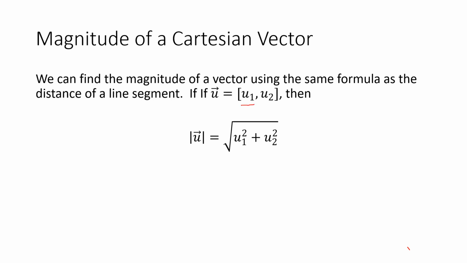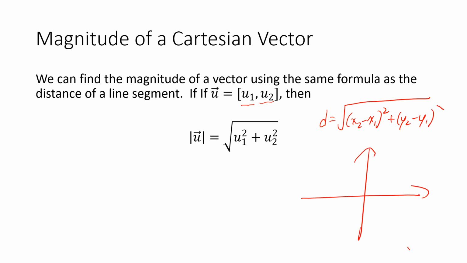Remember, u1 in this case would represent the change in the x value, u2 represents the change in the y value. So just like how the distance of a line segment on the Cartesian plane is found, if you remember, the distance of 2 points on the Cartesian plane is the square root of x2 minus x1 squared plus y2 minus y1 squared, right? Like if we had 2 points on a Cartesian plane, let's call this x1, y1, and this would be x2, y2. Whether it's 2 points or the distance of a line segment, they're the same thing, right?